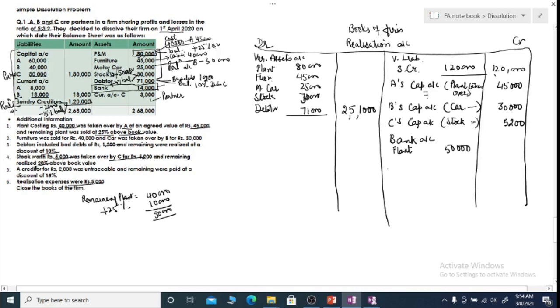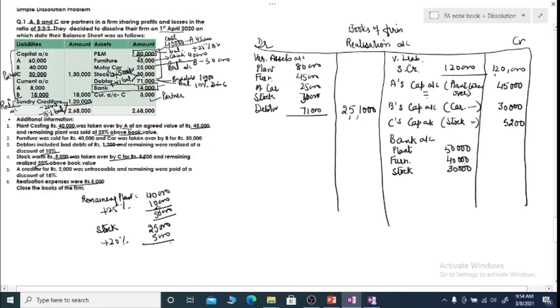Furniture, we are given directly, it is sold for 40,000. Okay, so we have recorded everything here now. Motor car is taken by B. Now coming to stock, we are given that stock of 5,000 was taken over by C at 5,200. Balance is sold for 20% above. So what is the balance stock? Balance stock will be 25,000, isn't it? Because out of 30,000, 5 is taken over by the partner. So remaining is 25,000. Now add 20% of it. So 20% of this is 5,000. That is, stock is 30,000.